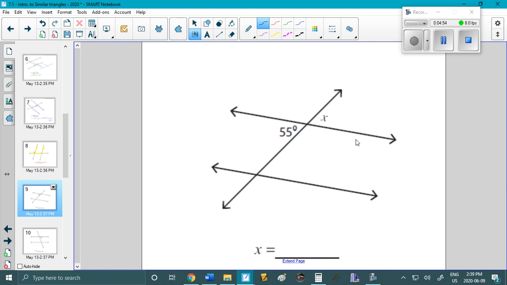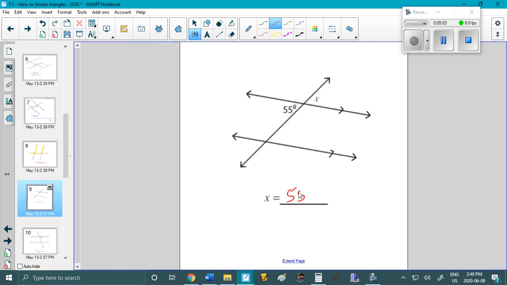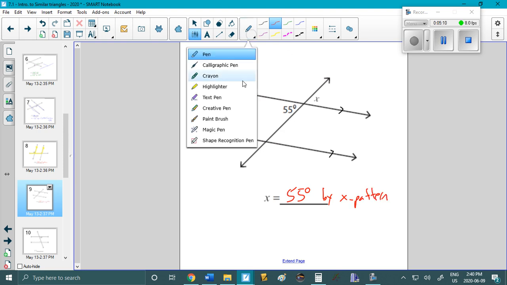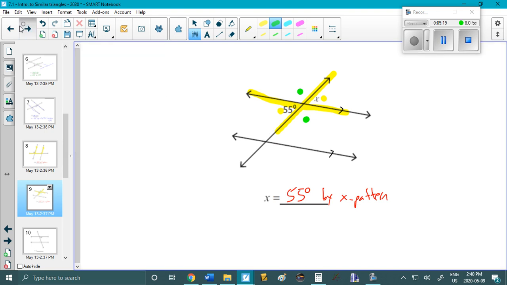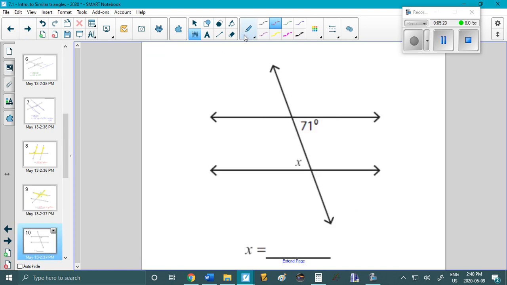All right, next one, and this time I am going to tell you these lines are parallel. So please pause, solve for x, and unpause to see how you did. All right, so x is 55 degrees by X pattern, or by opposite angles, and we can see the x is right here. And remember, these two angles are going to be the same, and these two angles would be the same. All right, solve for x. Okay, this time I see a backwards Z, so we know that x is 71 degrees by Z pattern, or you could say by alternate angles.